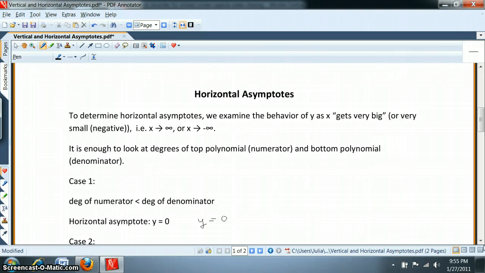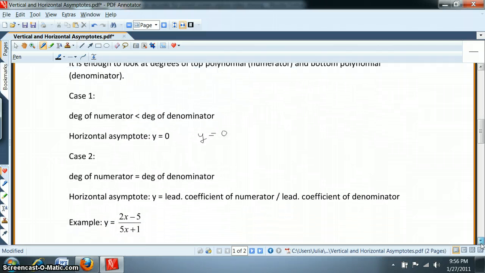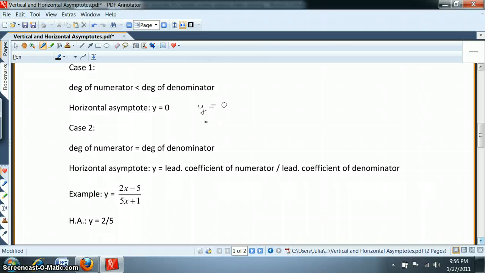So what happens when the numerator and denominator degrees are equal? Let's take a look at the second case right here. If they're equal, let's take a look at an example. If y equals (2x minus 5) over (5x plus 1), note that both top and bottom have degree 1, which means the degrees are equal. So what happens? When x gets very large, let's say 5 billion, then negative 5 and plus 1 are inconsequential. So what do we get left? Well, when x is really big, all we get left is the leading terms, which would be 2x over 5x, right? So how can we reduce this? Well, notice we can cancel x on top and the bottom. So all we get left is 2/5.